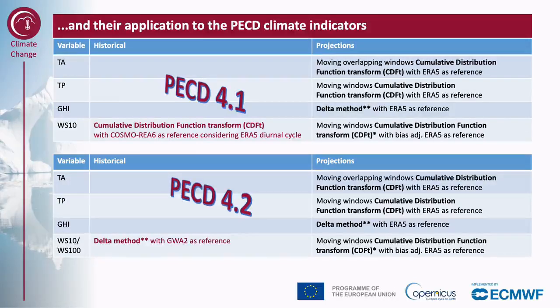Regarding the application of bias adjustment in the PECD database, in version 4.2, the ERA5 wind speed at 10 meters and also at 100 meters are corrected with the delta method, using the Global Wind Atlas version 2, differently to what is done for PECD 4.1. The projection variables are adjusted with the CDFT method, more suited for climate projections, as seen in the previous slide, except the global horizontal irradiance, where the climate trend is negligible, corrected instead with the delta method. For all these methods, the corresponding ERA5 variable has been used as reference.